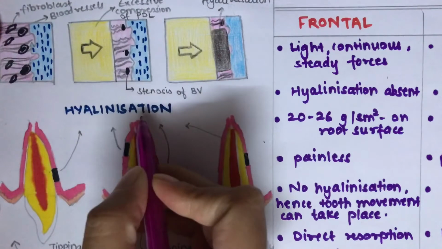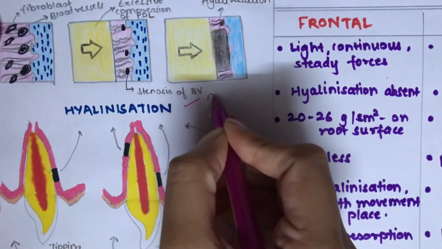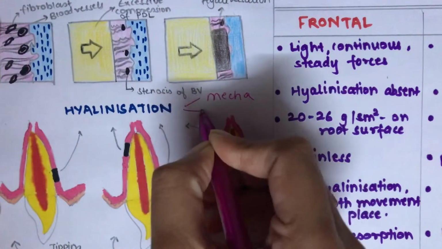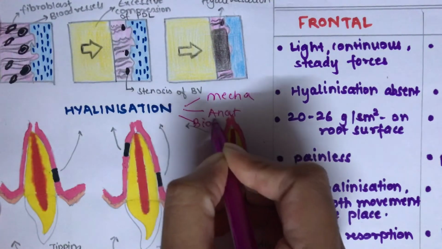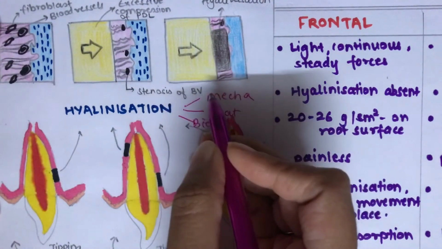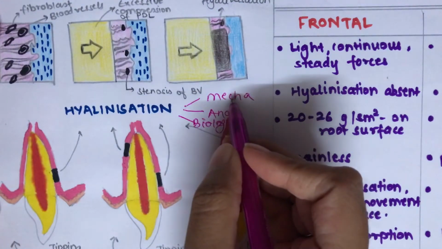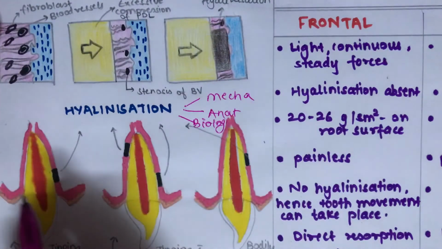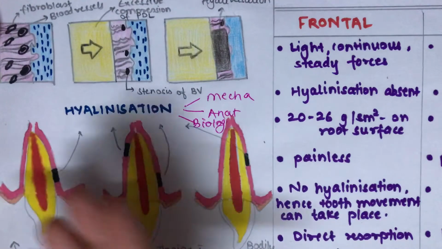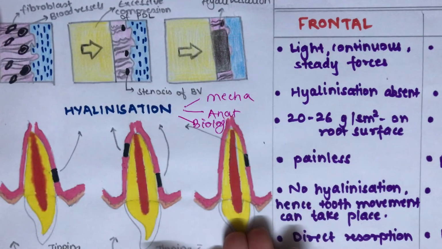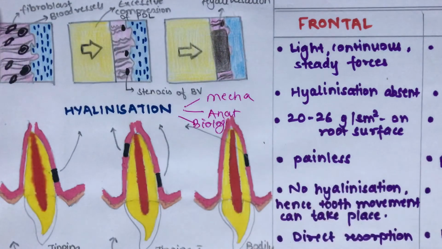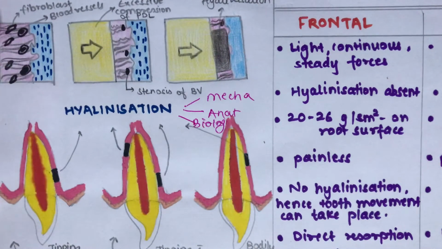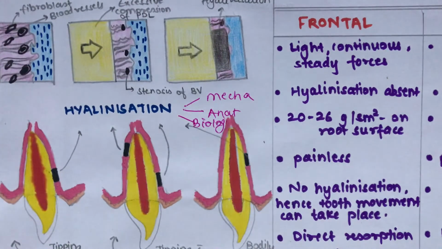So this hyalinization is dependent upon three factors, that is the mechanical factors, anatomic factors and the biological factors. So mechanical would be the nature of the movement. Now we have seen the nature of the movement, it is tipping or bodily movement. So the nature will differ in the formation of hyalinized tissue. The next is the magnitude of the force, whether it is light or heavy force. So it will affect the hyalinization.